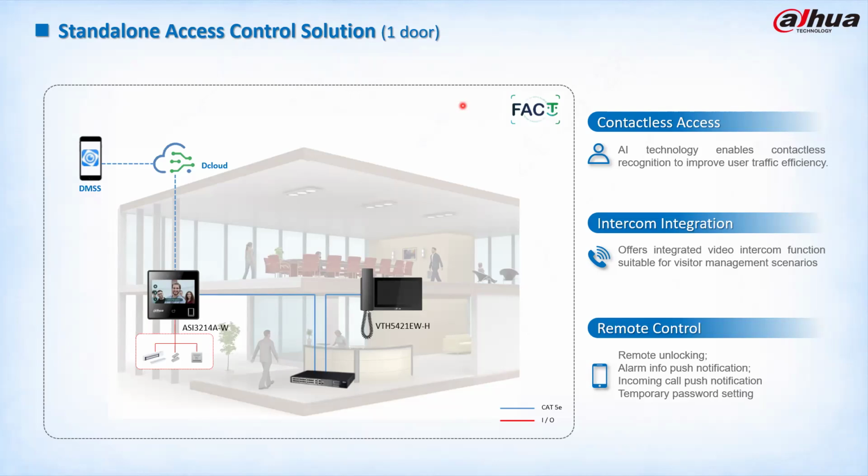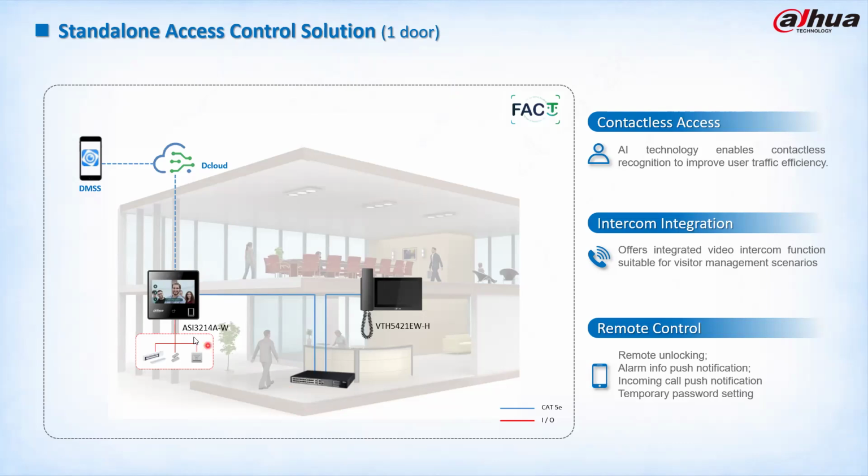So in this case, most or all of our standalone access controls are integrated with all those elements that I've mentioned. Some have fingerprint, facial recognition, and card functions. In those cases, each standalone access controller supports a single door access. In this simple solution here, this is a network standalone access control, which is connected to the network through the network switch.